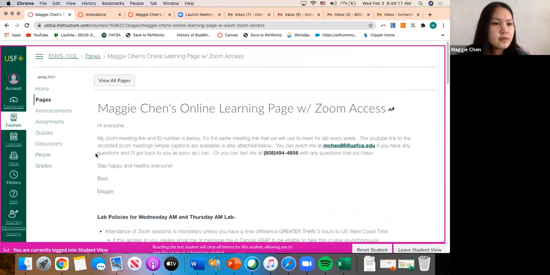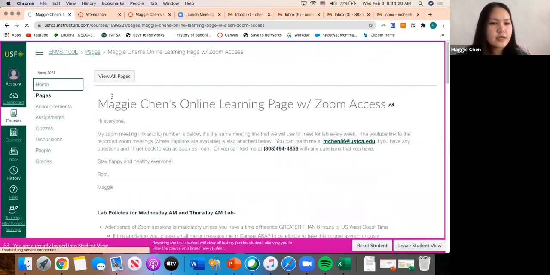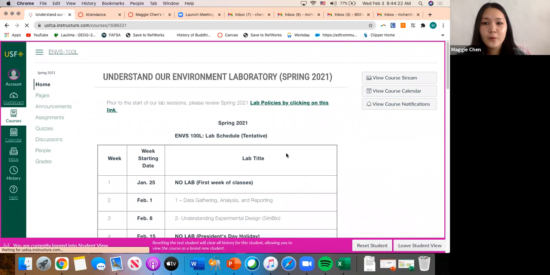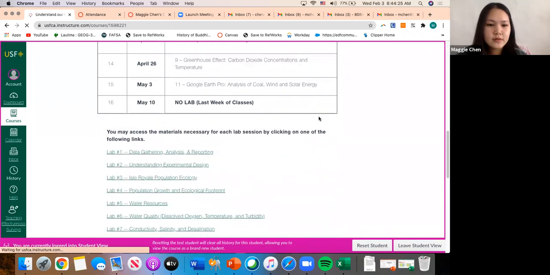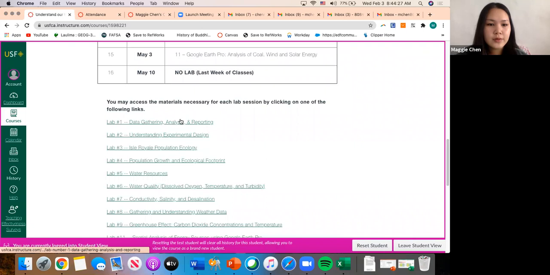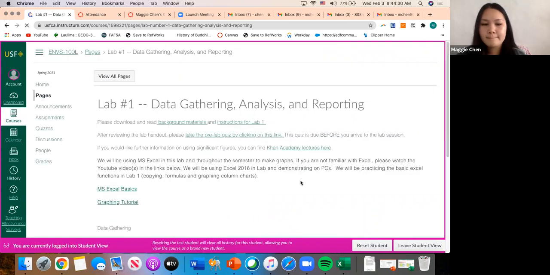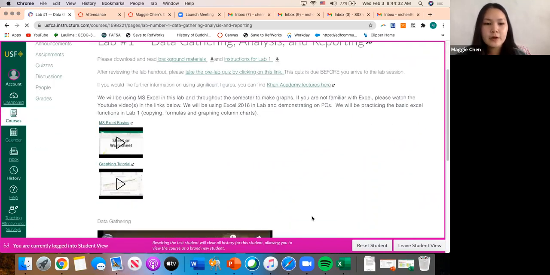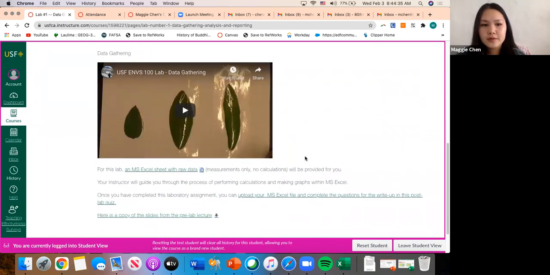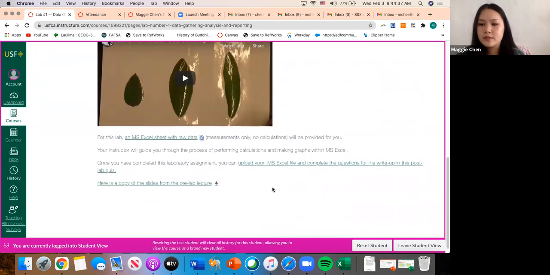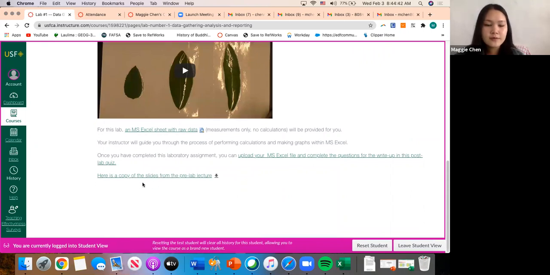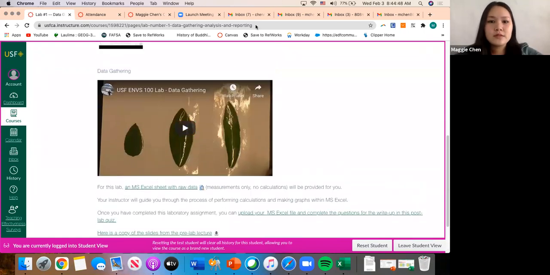Great, so let me go back to our homepage and get started for Lab 1. If we just click into Lab 1, the PowerPoint that I'm going over is available at the bottom of the Lab 1 page. So if you wanted to either take notes on the PowerPoint or refer to it later, the copy of the slides I'm going over is going to be at the bottom of this page. But let me just pull up the PowerPoint.